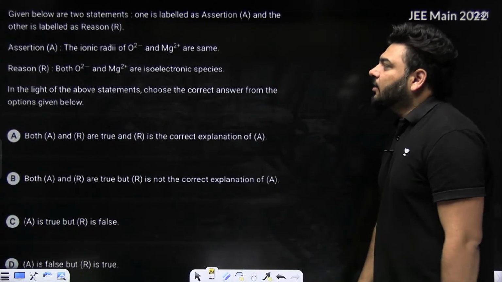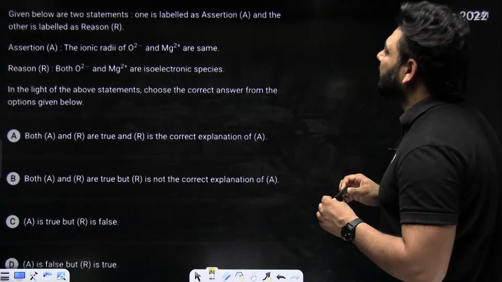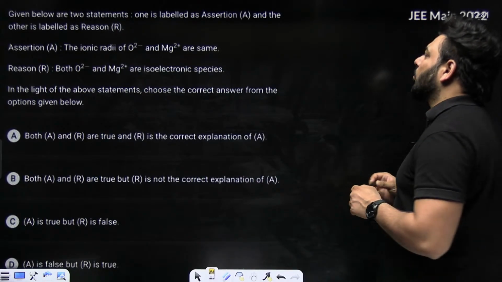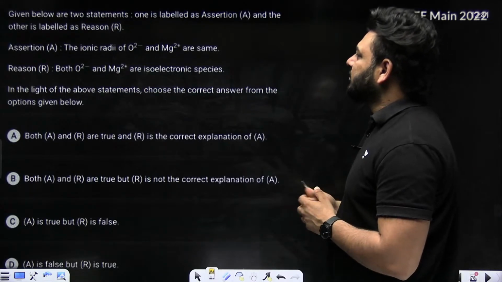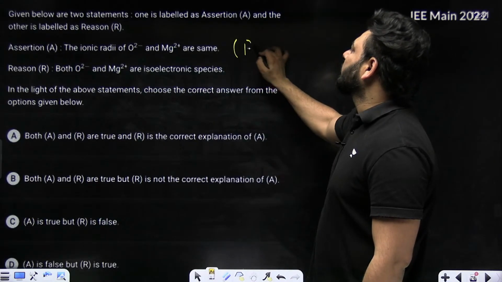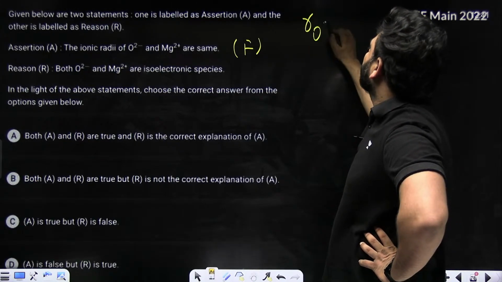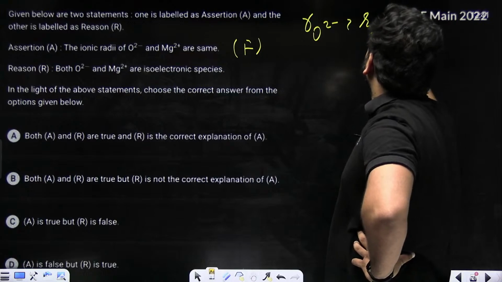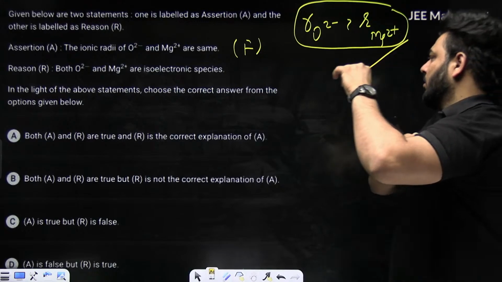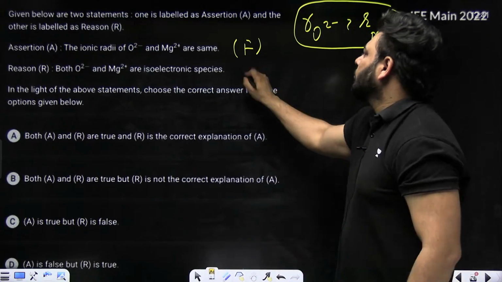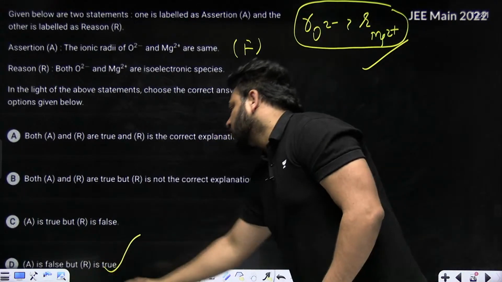Next, the ionic radii of oxide O2 minus and Mg2 positive are the same. This is a false statement. We know that the radius of oxide is greater than that of magnesium, because higher is the Z effective. Then both are isoelectronic, which is true. So the correct answer should be A is false, B is true. Option D.